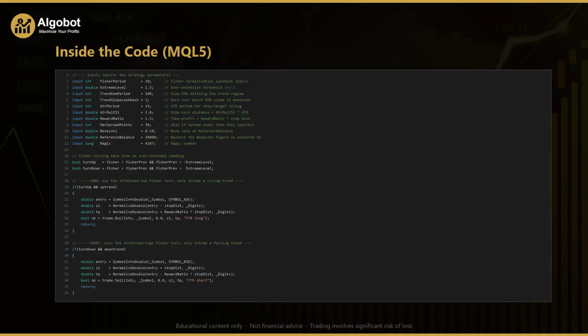Let's look at the actual MQL5 code that runs inside MetaTrader 5, shown here as it appears in the MetaEditor. At the top are the input parameters. You can see the FisherPeriod set to 10, the extreme level at 1.5, the TrendEmaPeriod at 100, and the slope lookback at 3 bars. Below those are the risk settings: the ATR period at 14, the stop multiple, the reward ratio at 1.5, the spread cap, the base lot size, and the magic number that tags this strategy's trades. Just beneath the inputs are the 2 conditions that define the signal.